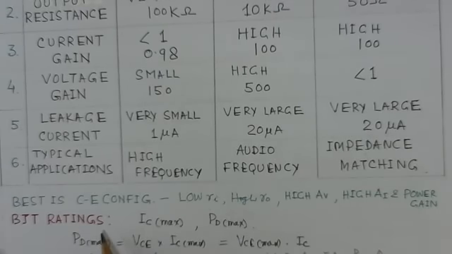So what we observe here is that the best configuration is the common emitter configuration, since it has a low input resistance, high output resistance, and so has high voltage gain, current gain, as well as power gain. These three are very important characteristics, and the ratios of the values for input and output resistance are moderate, and not extreme like with the other configurations.